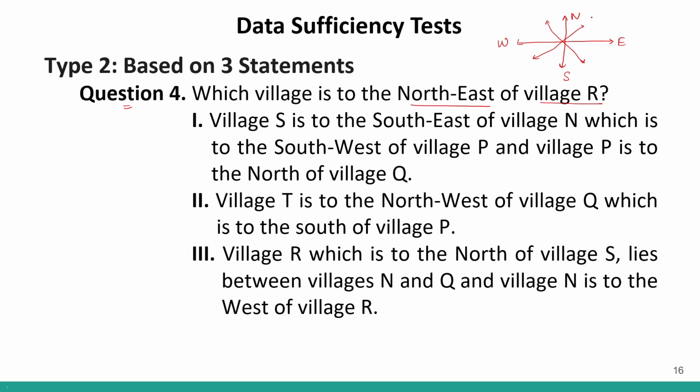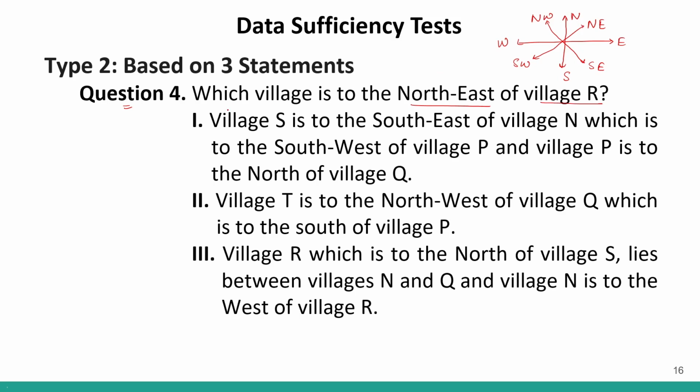Let me give them names. So this is northeast. This is at a 45-degree angle from north and at a 45-degree angle from east. Correct? This is southeast. This is called southwest. And this is called northwest. Correct? These are the directions.